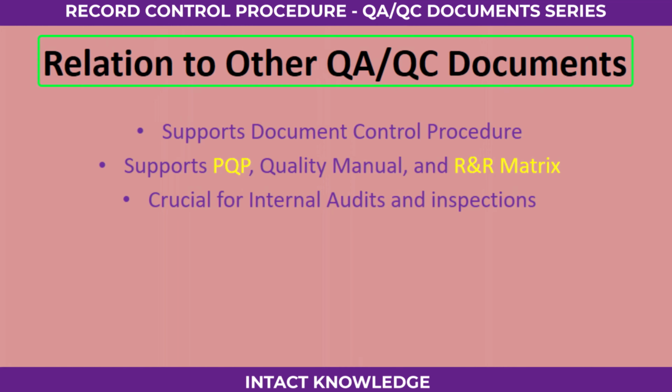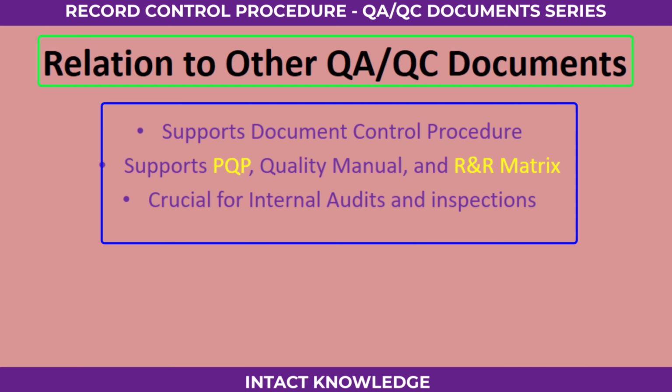Relation to other QA/QC documents. Record control works hand in hand with other QA/QC documents. It supports the document control procedure, supports PQP, quality manual, and R&R matrix, and is crucial for internal audits and inspections.